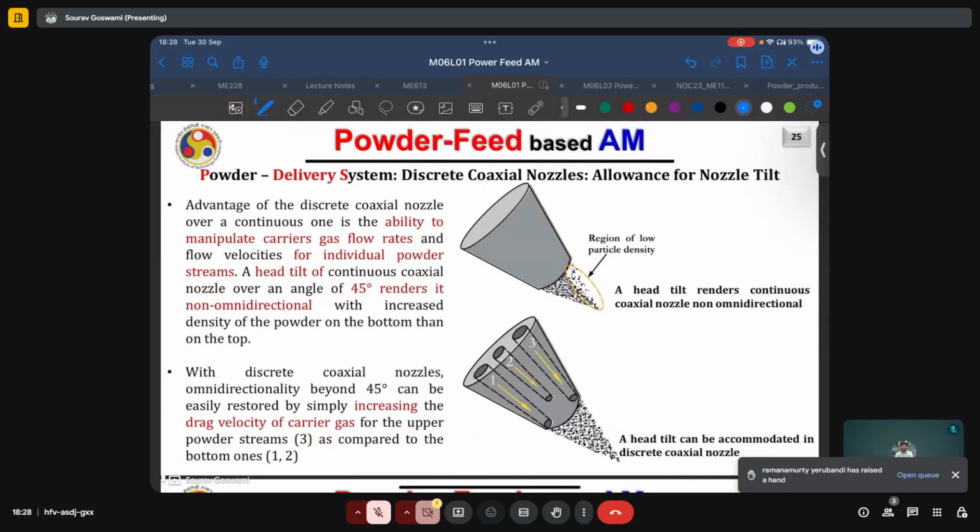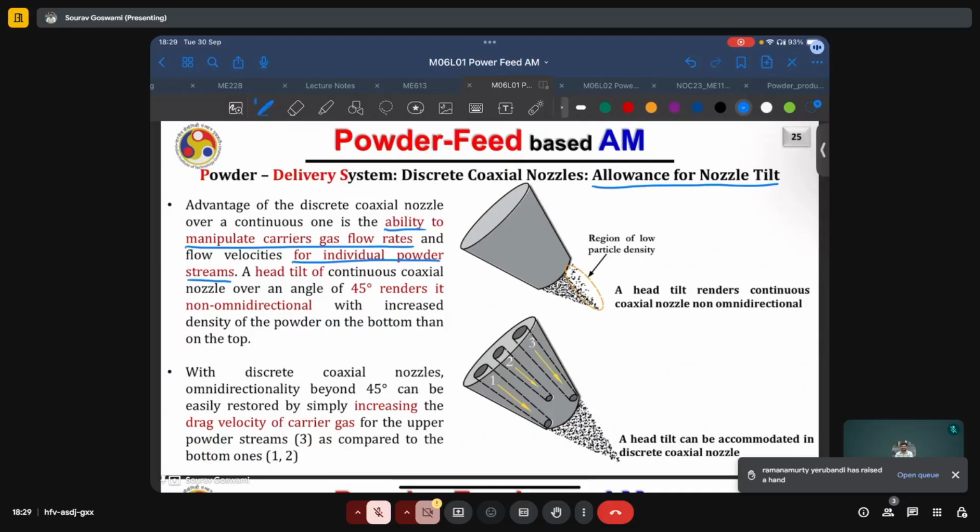Again, we must account for and have suitable allowance for nozzle tilt, which is more easily accomplished when we are using discrete coaxial nozzles compared to, say, one single annular nozzle, because it gives the ability to manipulate carrier gas flow rates for each individual nozzle, and also the flow velocities for individual powder streams.